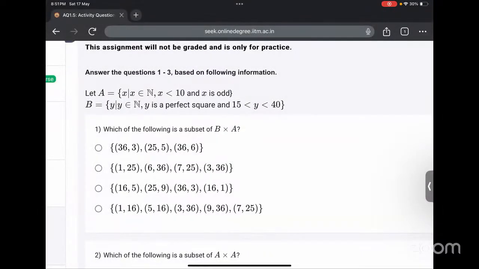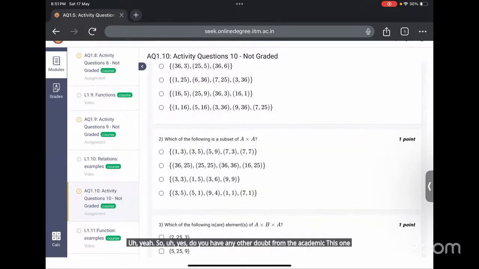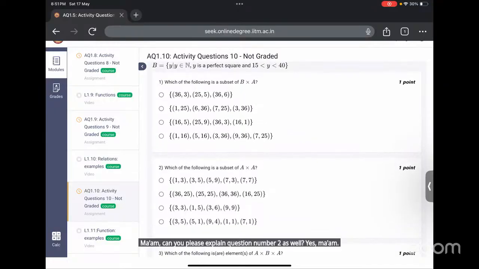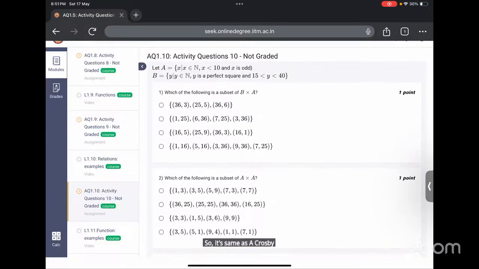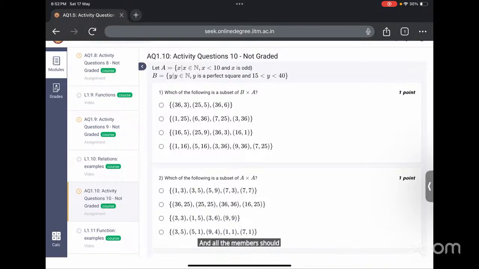Yeah. So yes. Do you have any other doubt? Ma'am, can you please explain question number 2 as well? This one? Yes, ma'am. Okay. So it's same as A cross B. We have A 1, 3, 5, 7, 9, right? And all the members should be from this set, right? So it's number 1, the first option. Yeah. Okay.